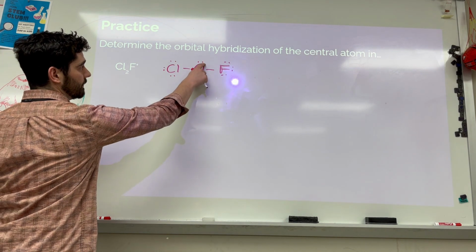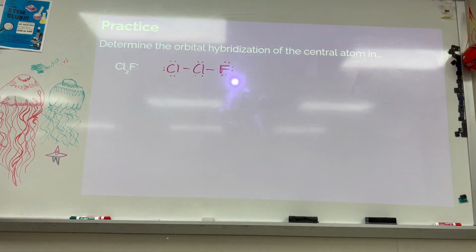1, 2, 3, 4, 5, 6. Bonds count as half for formal charge. Can fluorine not be central? No. So it's tetrahedral. For reasons besides formal charge and stuff, fluorine is usually not the central atom. It's tetrahedral because there's 4.